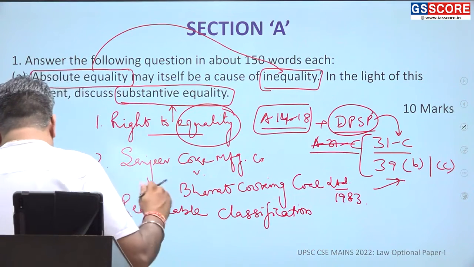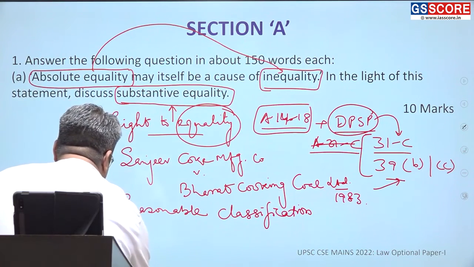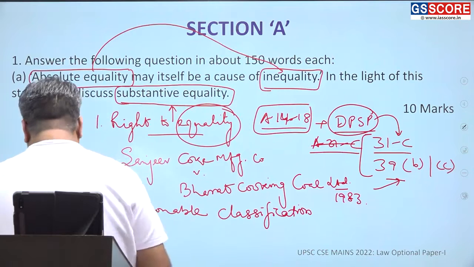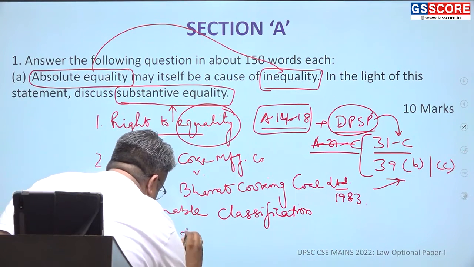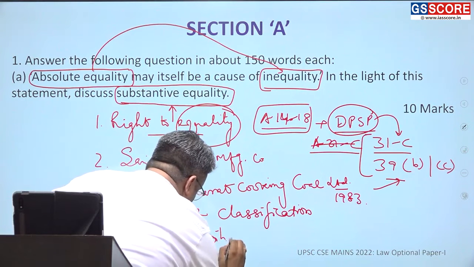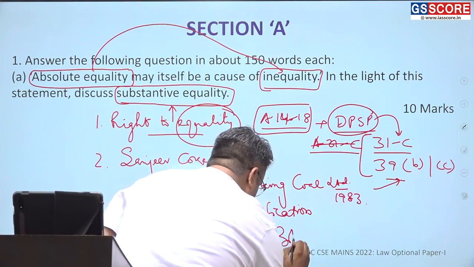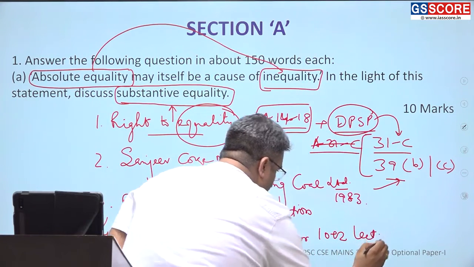Okay. So reasonable classification. And another case which you can refer to justify how absolute equality can cause inequality. One of the interesting cases is State of Bihar versus Bihar 10+2 Lecturers Association.